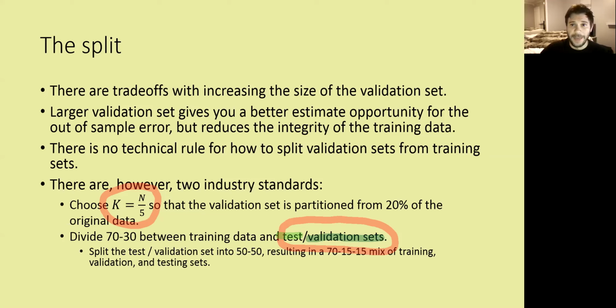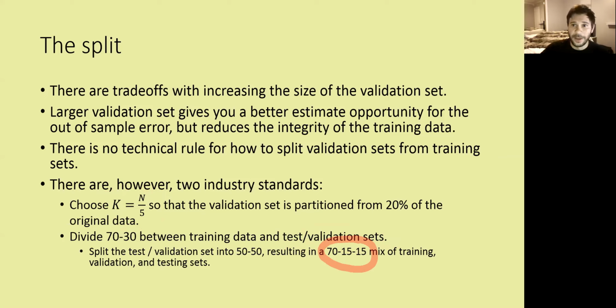So that mix here, which is fairly standard in industry, is we'll use a 70-15-15 mix. 70% of the observations are used to train, 15% are used to validate. And then once we have our best model and we want to get an honest assessment of the out of sample error, the remaining 15% is totally unadulterated holdout data. And that is what we call the test set.